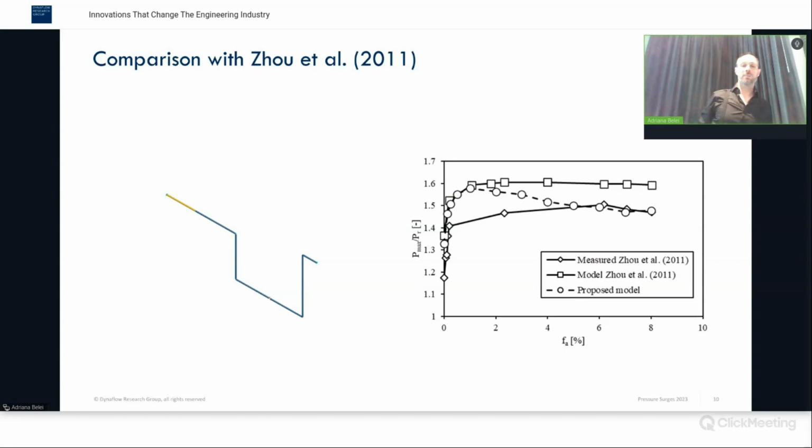In between, there is a deviation from the experiments, and we think it has to do with the fact that you get kind of mixed flow conditions at the outlet at that particular point, which, of course, we don't handle. We assume that the interface is always perpendicular to the pipe axis.